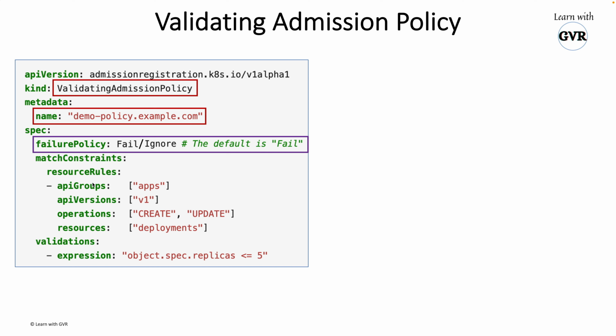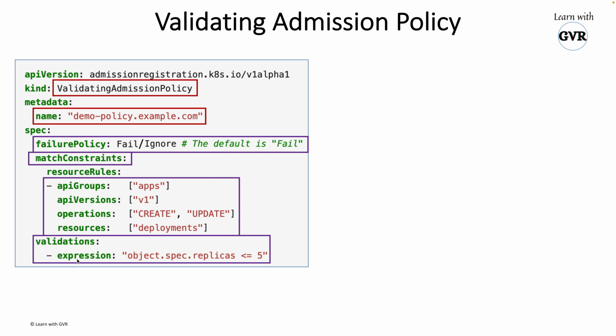Ignore means just ignore. And here, match constraints. This validation you want to apply on what? Apply on a deployment resource, on create and update, on version v1 of the deployment API, and the API group is this one. So this is the match constraint, and the most important is the validation expression. Here you are giving a validation in the form of an expression, which is nothing but Common Expression Language, which is CEL. So you just give it in the form of an expression, that's it. No need to implement a webhook or anything. This YAML itself will have all the validation logic.